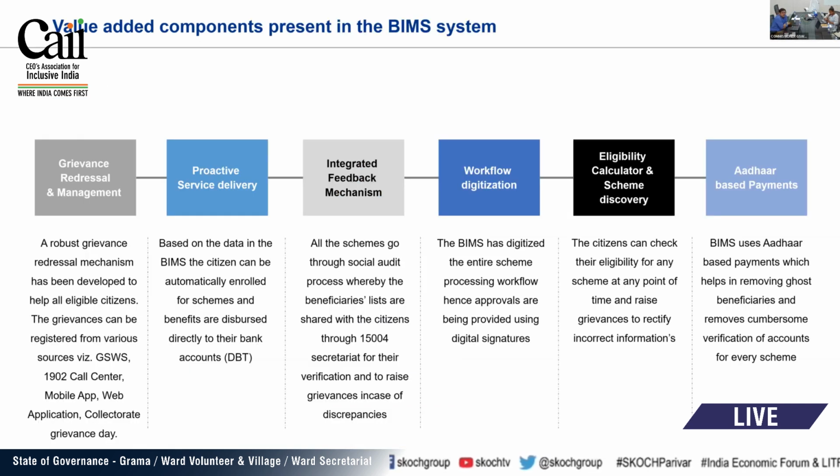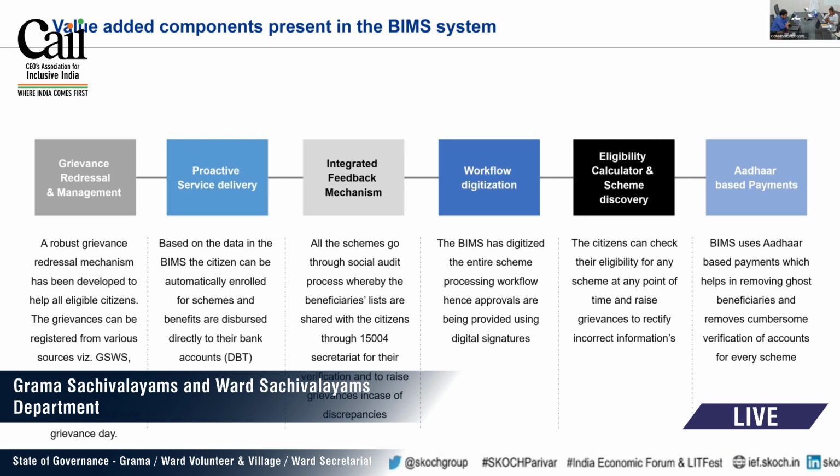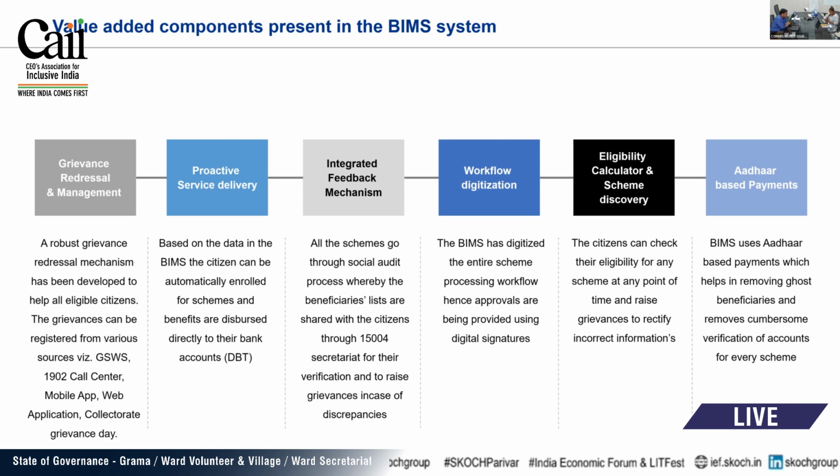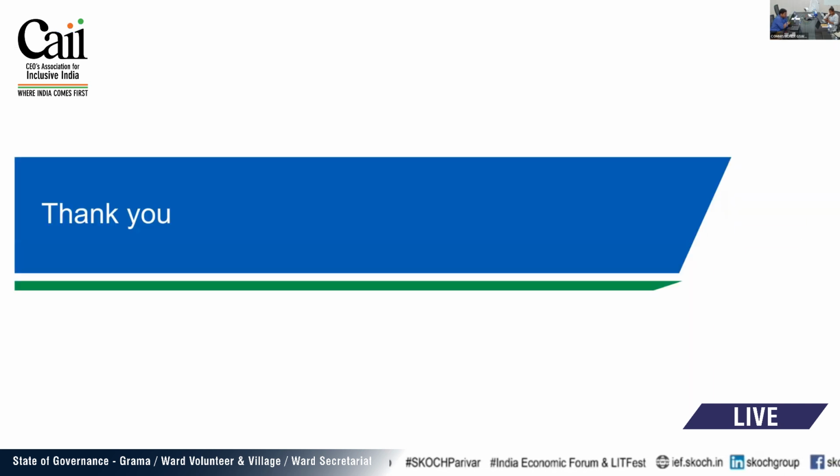So these are the value added components. We have grievance redressal, live grievance redressal, redressing within that day itself. And then we have service delivery through various channels, through Sachivalayams, through volunteers, through online, and everything is digitized. And eligibility calculator is given to the citizen at any point of time. And we have Aadhaar based payments so that nobody is missed and so that no one claims that the wrong person has been credited with the money. Thank you.